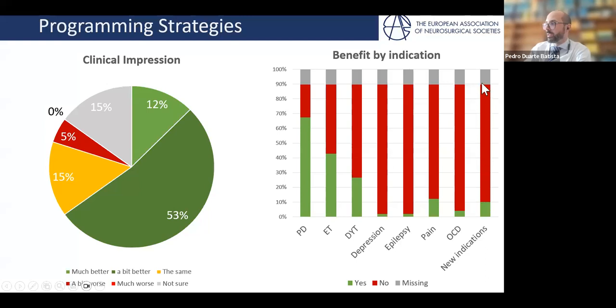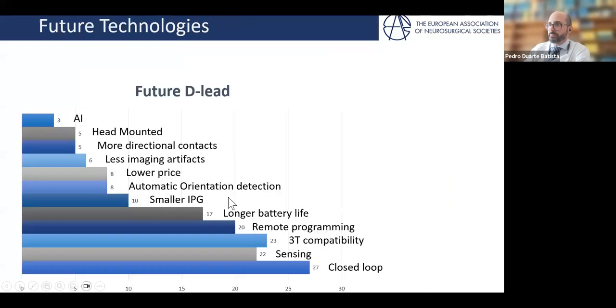And this benefit varies according to indications. At least that's the perspective of our respondents, and they think that PD patients are the indication that benefits the most, followed by essential tremor and dystonia. This is also what we saw in the impression with indications. And then for the other indications, they feel that the benefit is not much.